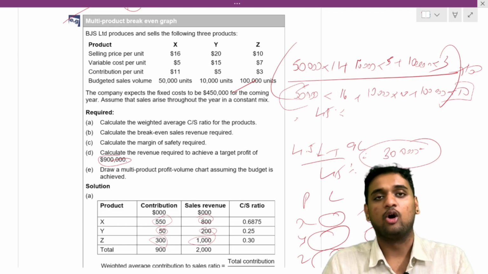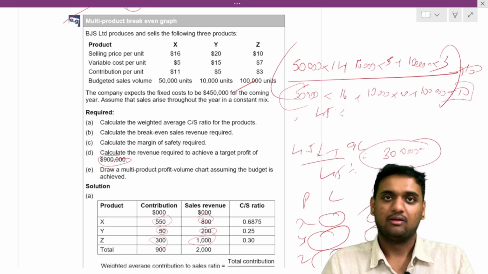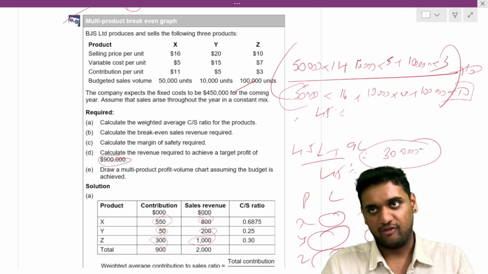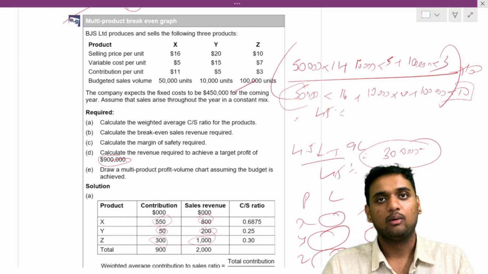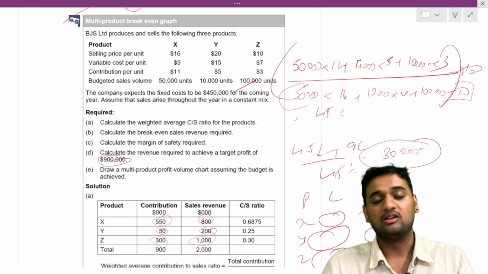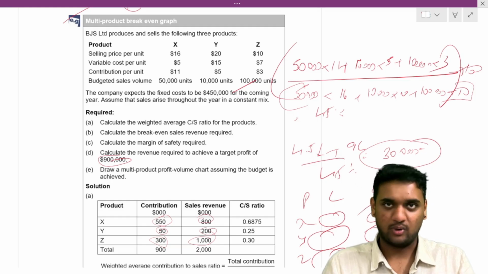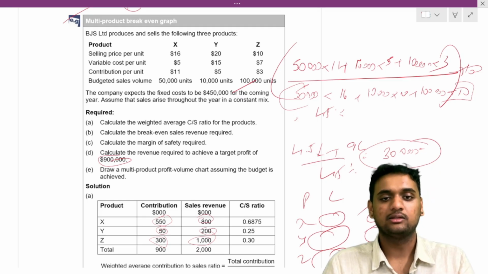50,000. 50,000 into 11, how much are you getting? 5,50,000 you are getting. What is our fixed cost? 4,50,000. Contribution minus fixed cost, what will you get? Profit. What is the profit? Profit is 1 lakh.